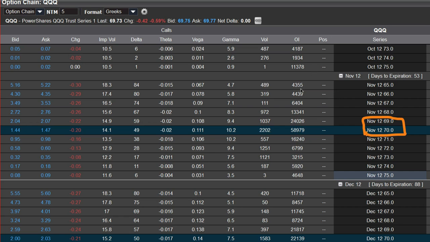Open interest is perfectly fine. We got 58,000 and 24,000. We're fine on open interest. Yeah. Okay, so some of you are saying 69, some of you are saying 70. I'll go with 69 because I want to go with the majority of you.